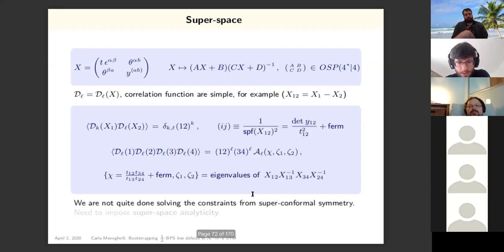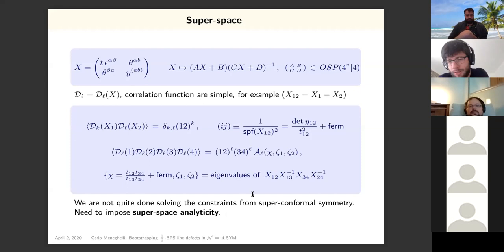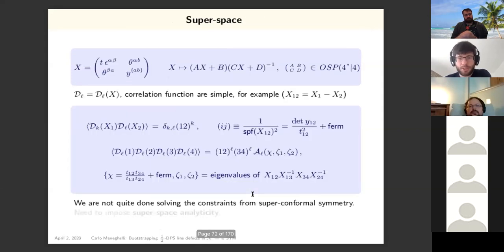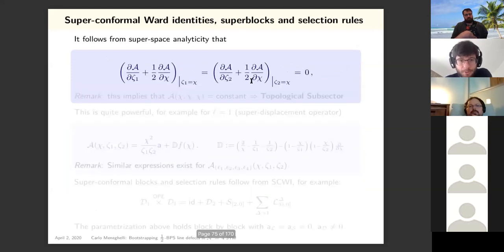You can derive this by imposing that there is no superspace pole, no pole in the y variables, so that there is a polynomial dependence on the y variables. You can prove that the object that contains the information about the four-point function, this curly A, satisfies these beautiful equations. Okay, so let's look at them.